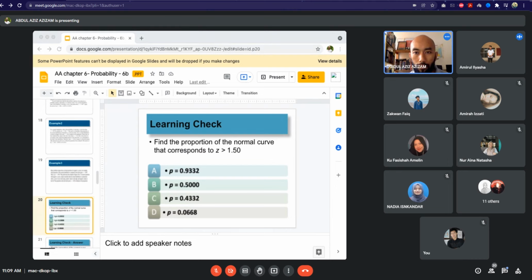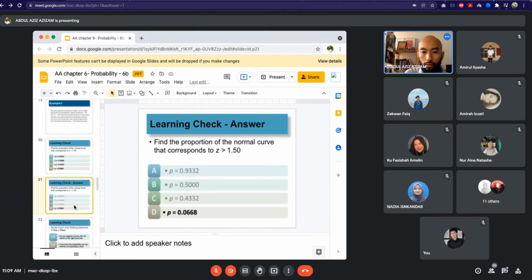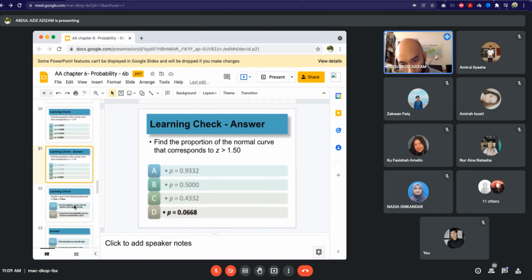Okay, dapat? Saya jawab D sir. D sebab? Sebab Z dia more than 1.5, so kita nak cari tail dia sir. Tail dia dekat C. Good, pandai. Okay. Congratulations. So jawapan dia D. Okay, 0.0668. Tak perlu kira pun, kan? Kita just perlu determine whether it is tail, body ataupun in between. Okay?